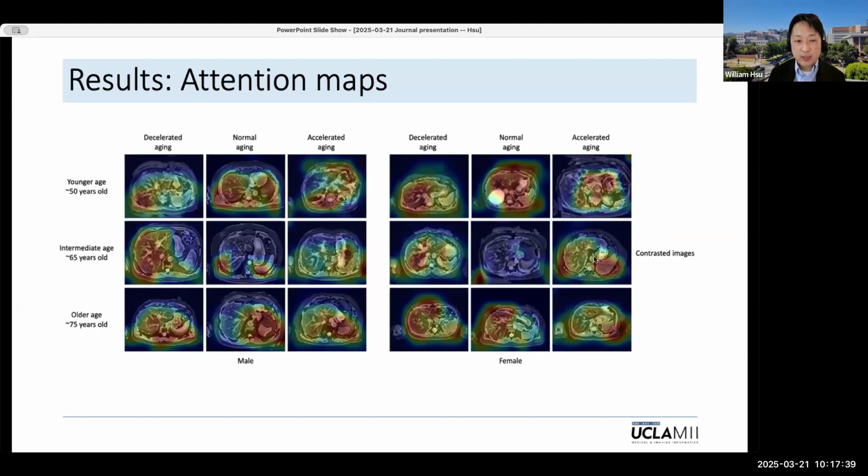Actually, I should say these are all contrasted images, but this is for males and females. You can see that the model is looking at different parts of the anatomy. Of course, given this context, it's hard to interpret exactly what's going on in these images. Some people would argue that this is somewhat subjective to begin with, but I would say it does give you some sense that the model is looking at specific areas that are intuitively of interest when you're trying to do this type of prediction.